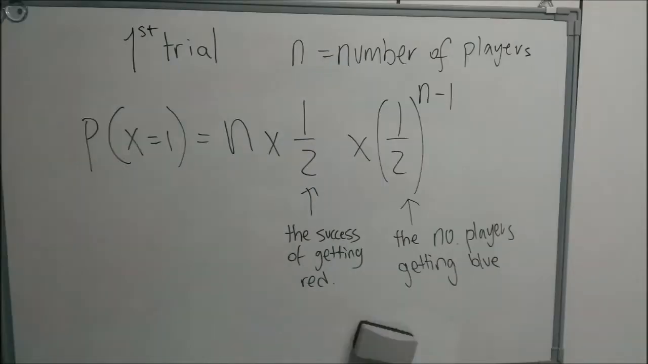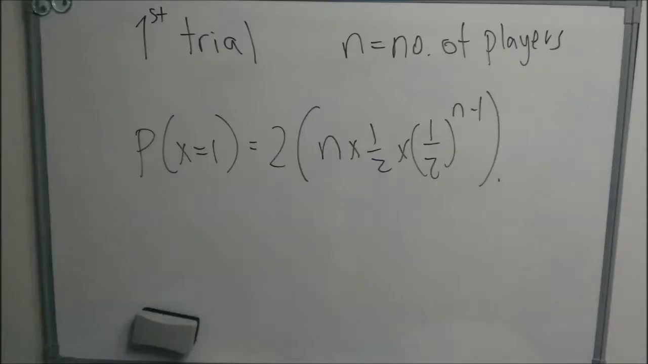the number of players, times 0.5, which is the success of getting one red. And you multiply this by 0.5 to the power of n minus 1, which is the probability of the other players getting blue, which in this case we consider as the failure. And you multiply these out by 2. The reason why we times it by 2 is because the winning disc can be both red and blue.